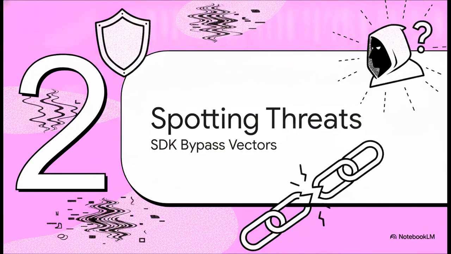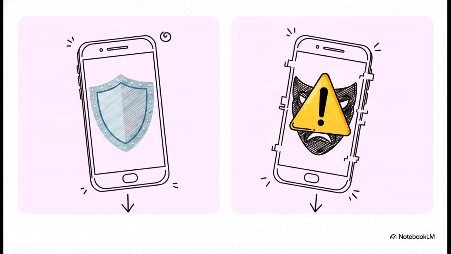Moving on to part 2, spotting payment threat vectors. Now we need to stay sharp and look at the tricks bad actors use. Look, scammers know they can't break the official SDK. It's too secure. So what do they do? They rely on corrupted versions, visual anomalies, and psychological tricks to bypass it entirely.